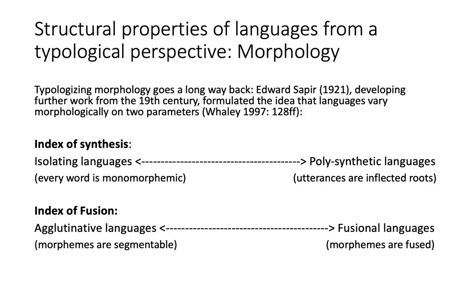On the index of fusion, at the bottom of the slide, on the left we find agglutinative languages, where morphemes are easily segmentable, and the textbook example of such a language is Turkish. This we can contrast on the right-hand side with fusional languages, where morphemes are merged together and there's no one-to-one meaning-morpheme relationship. The textbook example of such a language is Latin.